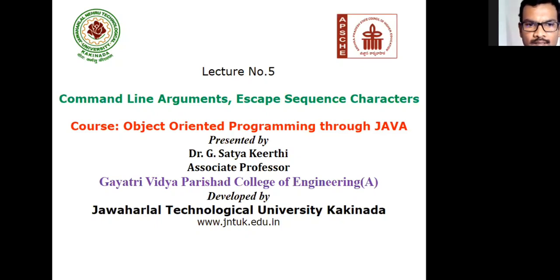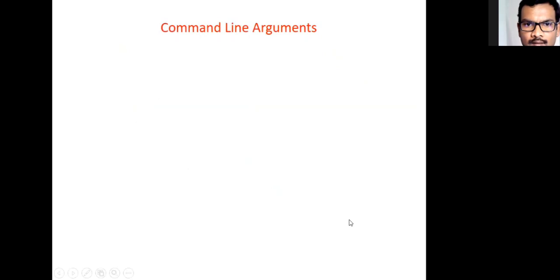In this class, we'll be discussing command line arguments and escape sequence characters in the Java language. Command line arguments. Generally, when we compile a Java program, we use the command javac followed by the file name .java. After successful compilation, we get the .class file. Now, to execute the program, we give the command java followed by the name of the .class file that is generated. There we are not giving any kind of arguments.